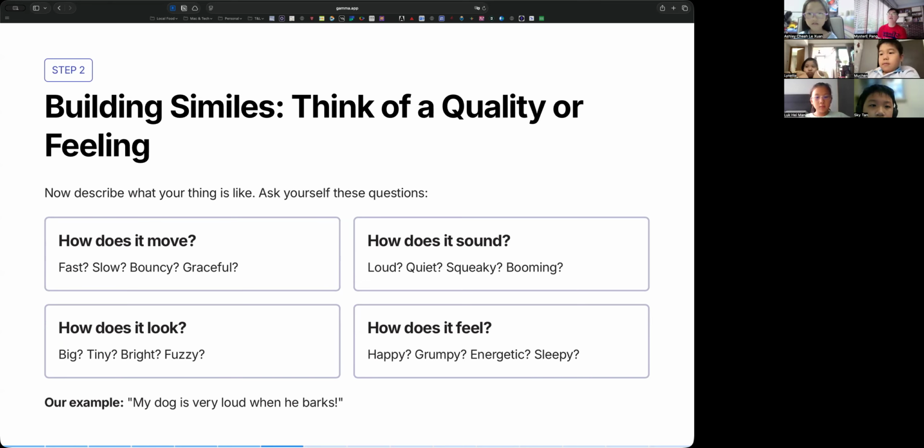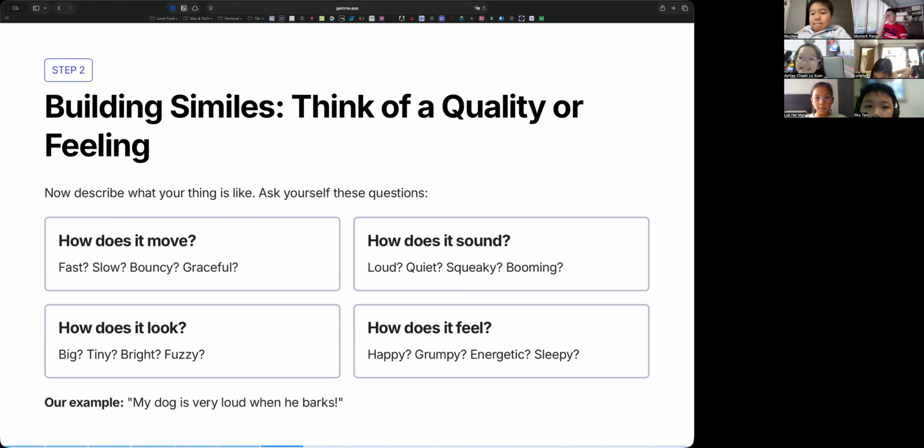All right. Would anyone like to contribute? What do you think might be a possible simile using my dog is as loud as, or my dog is like? Declan, I see your hand up. Would you like to contribute a simile about Mr. Pang's dog? Declan, you can unmute yourself to respond. There you go. Your dog is as loud as fireworks.